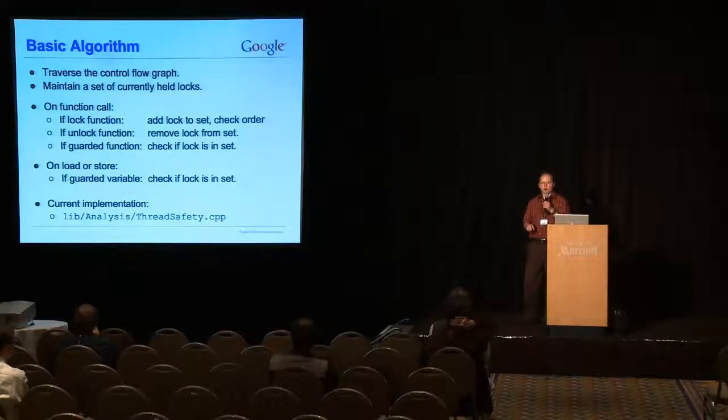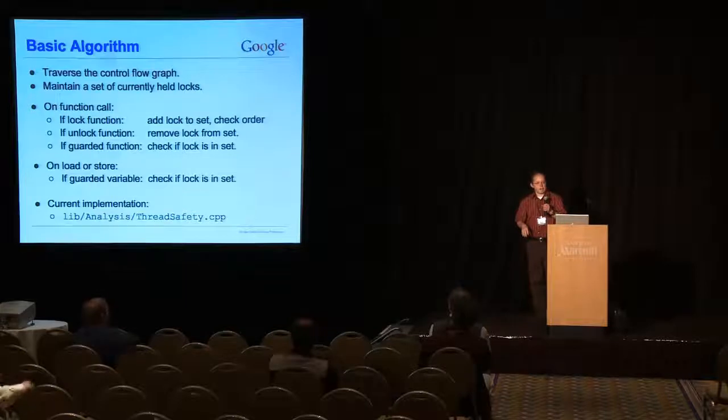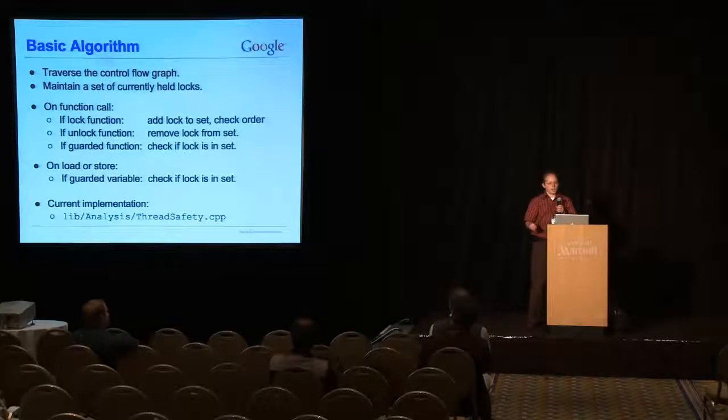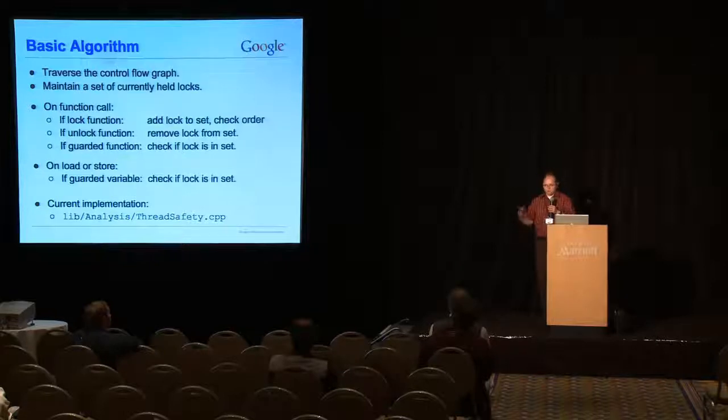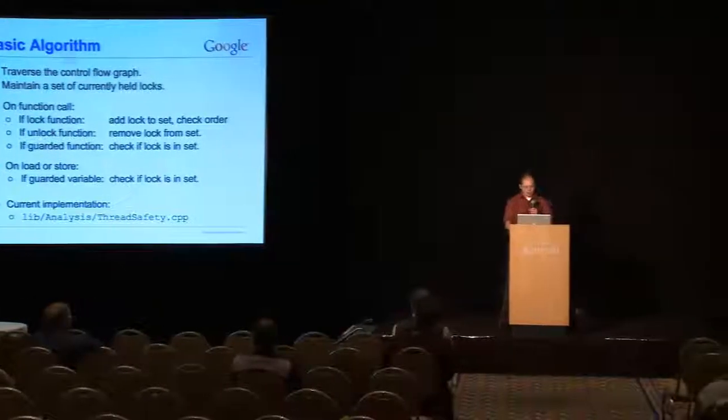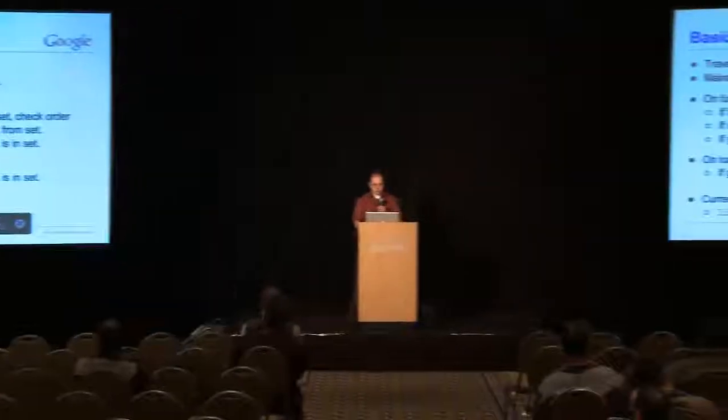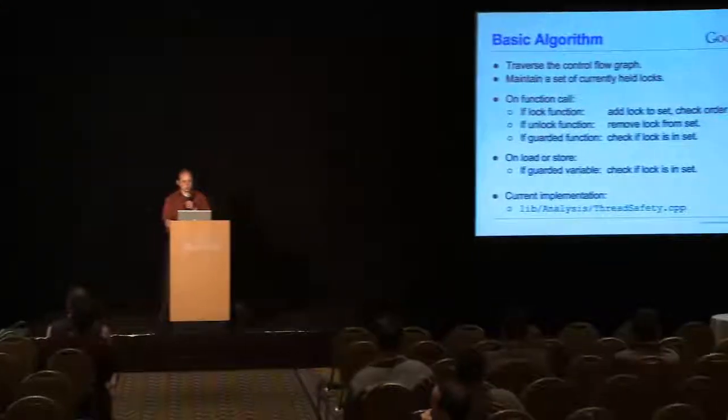So the basic algorithm is we grab a control flow graph and we traverse the control flow graph, and we always maintain the set of currently held locks. And we're just modifying the set. So if you call a function and the function has a lock attribute, then we add something to the set. If you call an unlock function, we remove it from the set. Whenever you do a load or a store, you check to see whether the appropriate lock is in the set after looking at the attribute. Pretty basic. There's a link to the code if anybody is exceptionally curious.